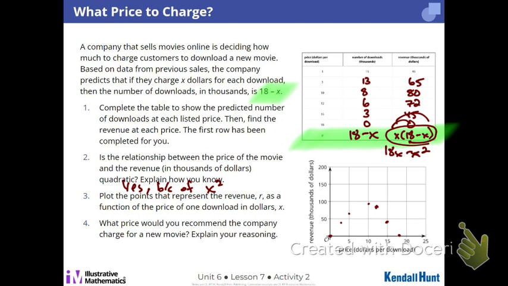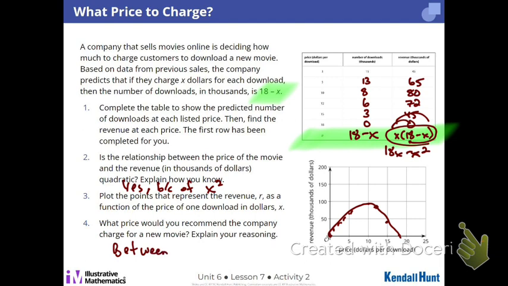If you have a price of 0, you can't make any money. So this isn't perfect, but you guys seeing this parabola happening? Okay, so that's other proof that we have a quadratic. So we plotted the points. What price would you recommend we sell for? $9.